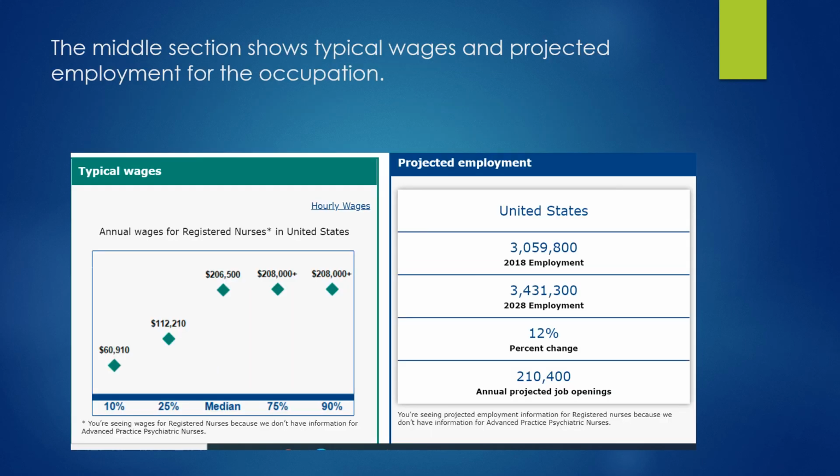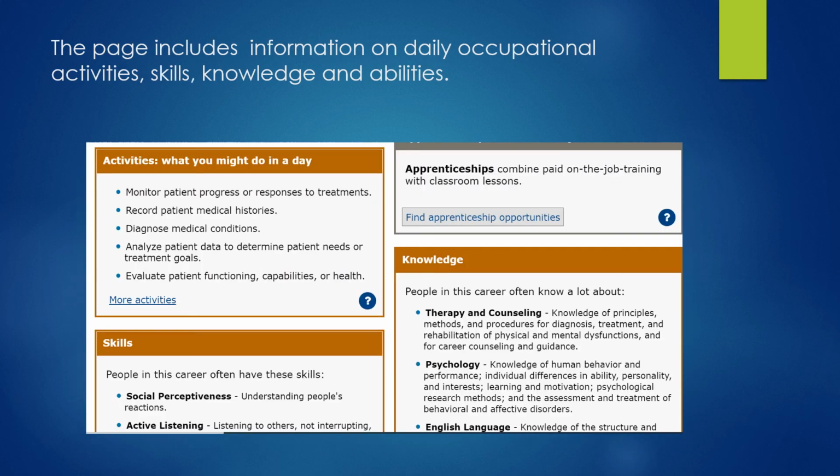The middle section shows typical wages and projected employment for the occupation. This is for the entire United States. The cost of living affects whether a salary be higher or lower. The page also includes information on daily occupational activities, skills, knowledge, and abilities.